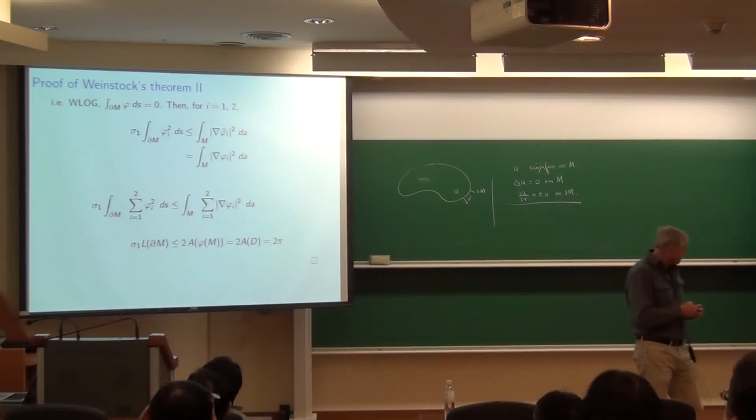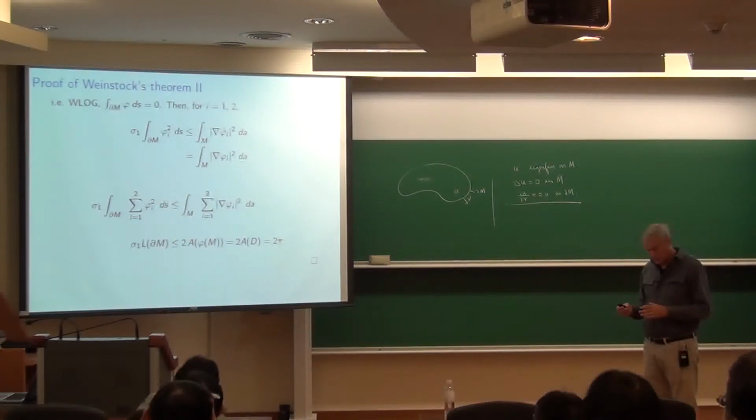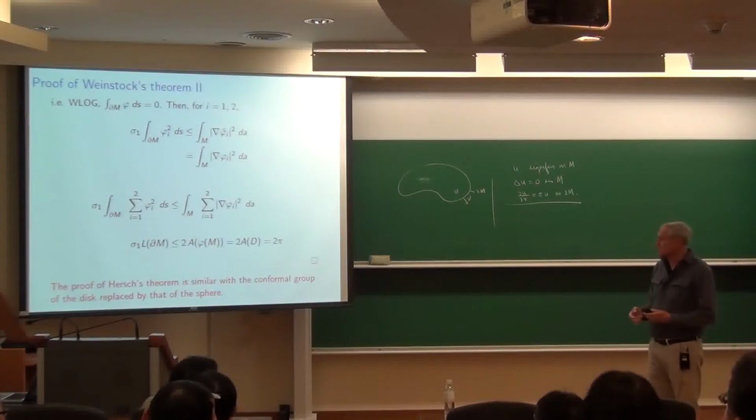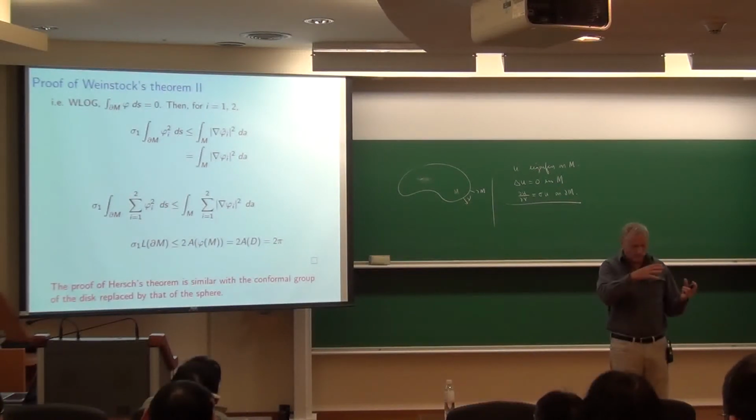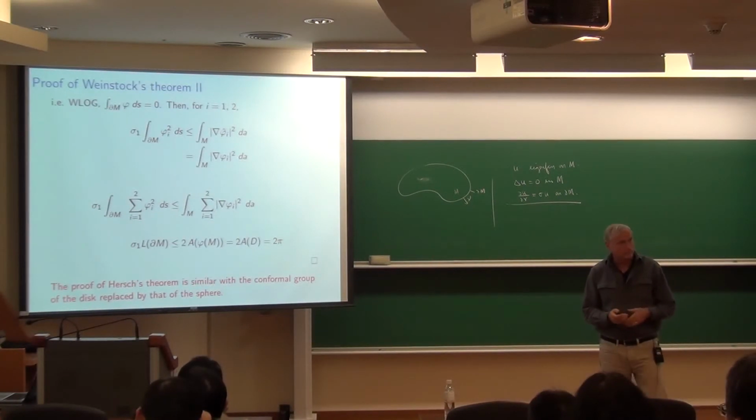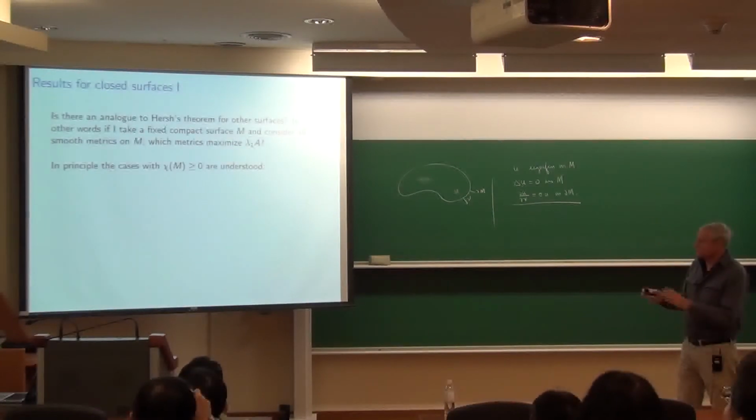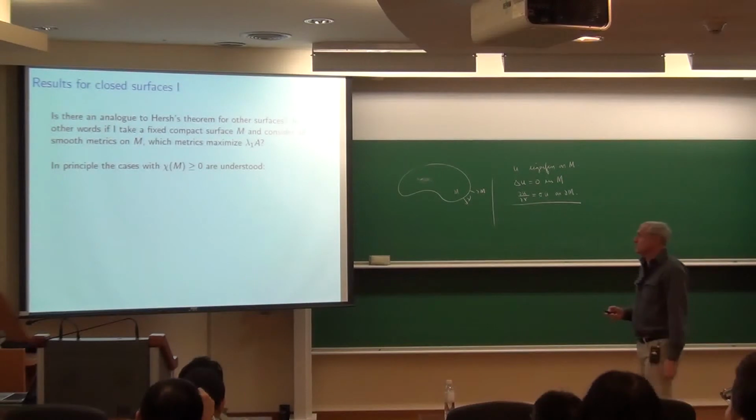Okay, and the proof of Hersch's theorem is pretty much the same, except you use the uniformization theorem, the fact that any metric on S2 is conformal to the standard one, and then you use the conformal automorphism group of the sphere to do the same sort of procedure. So they're really very parallel ideas.